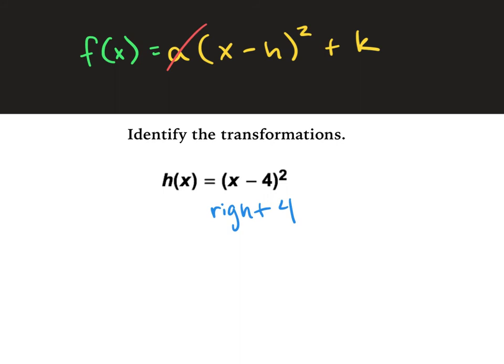Okay, and lastly we have k. This tells us if we move up or down. Do we have anything added or subtracted on the outside? No. So our answer here is just right 4. Any questions on this one?